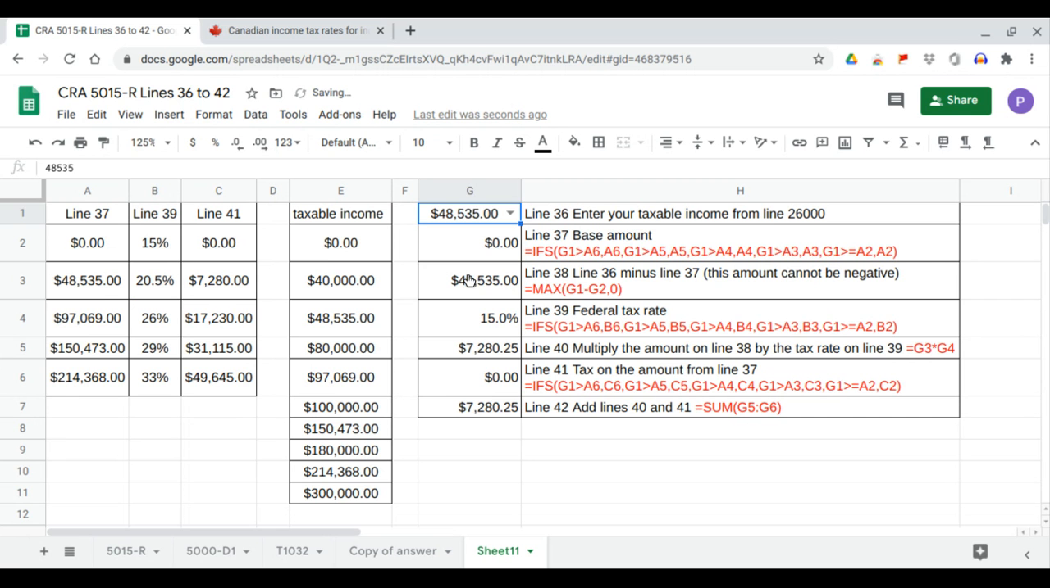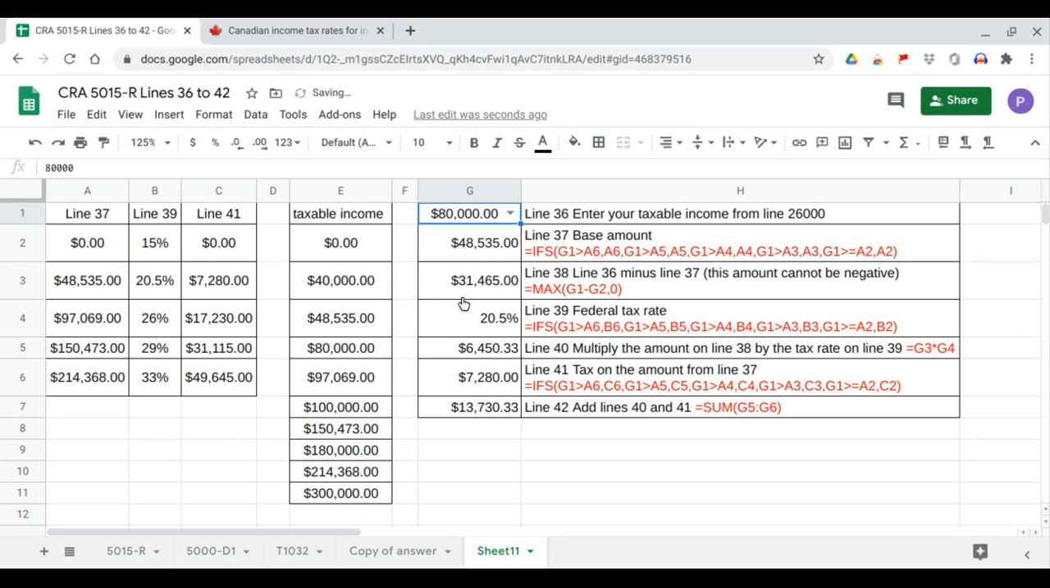If income is 48,000, which is this, then our base amount will be 0, subtracting times 15%. So we use 15% because it is still between this range, and our line 40, the product of the two. So multiply this, and our line 41 will be 0 because it is between 0 to 48,535. And then adding the two, we have 7,280.25.